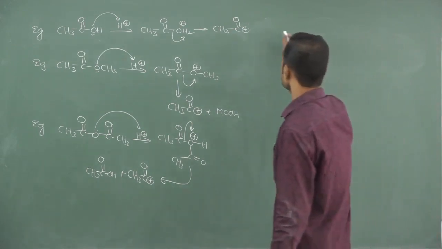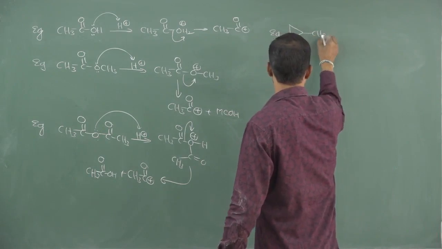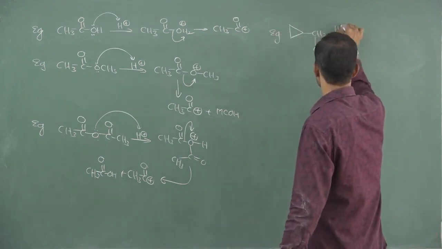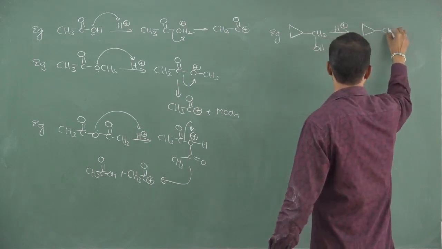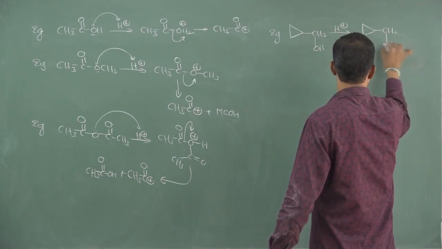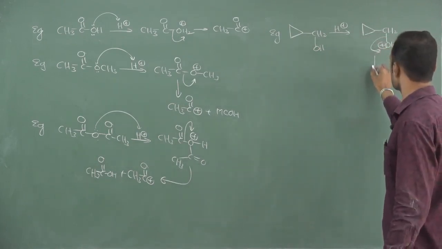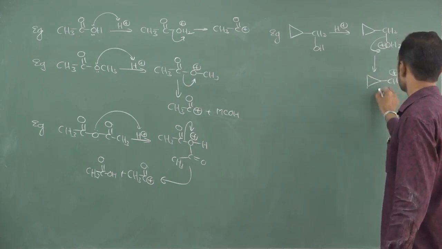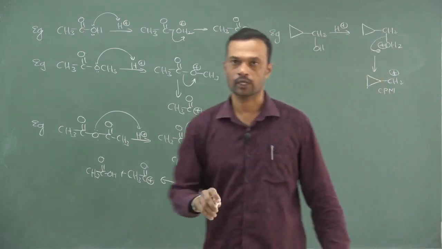Now, I am taking a cyclopropyl methyl attached to alcohol. After taking a proton, this oxygen becomes CH2 OH2 plus. After getting this, it will lose a water molecule, and you will get the CPM cation. This is called cyclopropyl methyl carbocation.